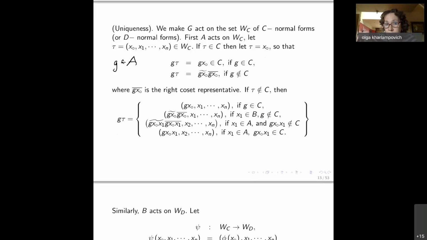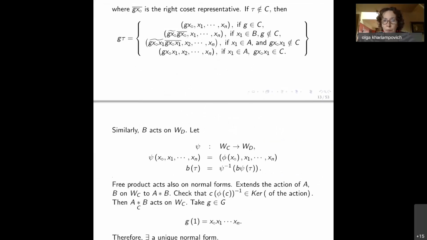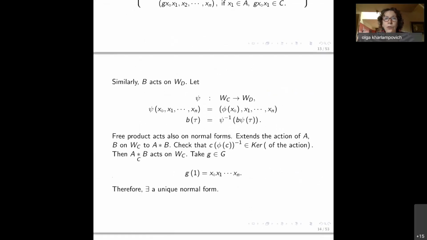It is an element in C, so it's again a normal form. And otherwise, we just multiply and bring it to the normal form. So we define this natural action of A on the set of C normal forms. Then we define the action of B on the set of D normal forms. But if B acts on the set of D normal forms, there is also a one-to-one correspondence between the set of C normal forms and D normal forms. So then B also acts on the set of C normal forms, like this.